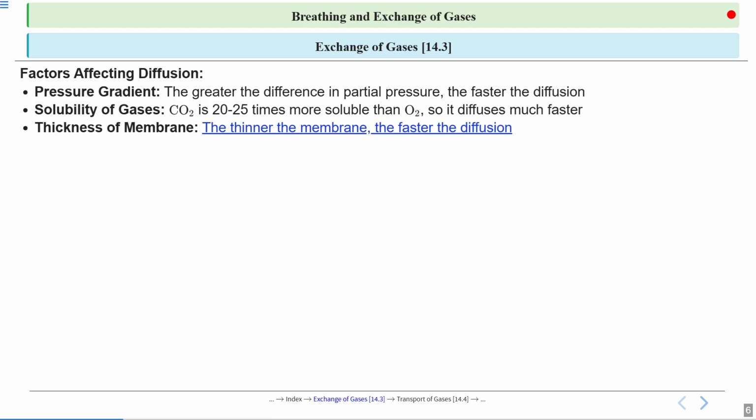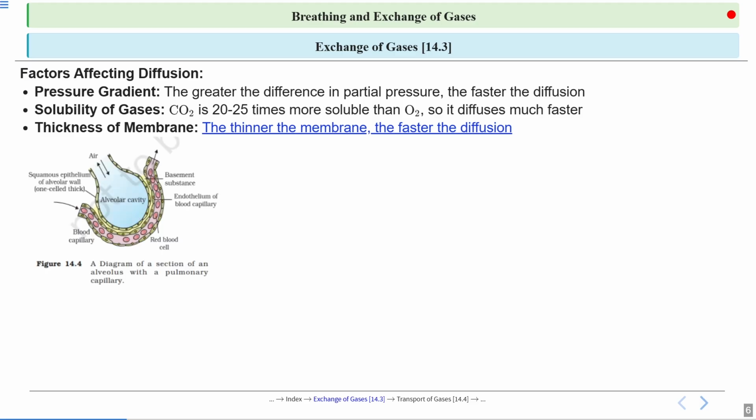And thickness of the membrane is again very important. If the membrane is very thick, then the diffusion rate will be affected, right? So let us see. The thinner the membrane, the faster the diffusion. Now here you can see a blood capillary and this is the alveoli. This is one of the alveoli that is shown in the diagram.